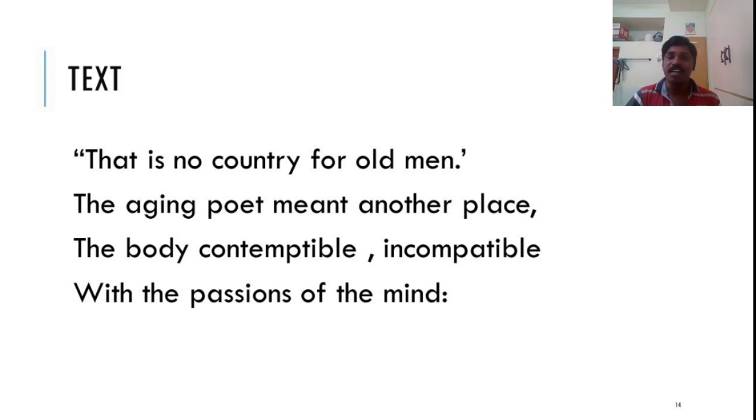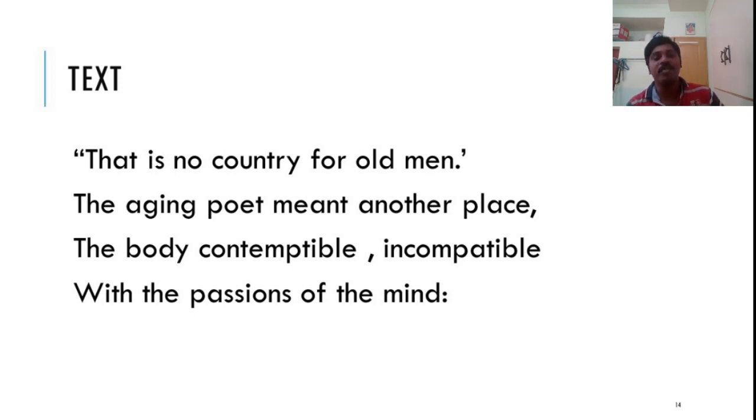The aging poet meant another place, right? So she straight away wants to make an argument saying that the aging poet meant another place. Who's the aging poet? Obviously, W.B. Yeats, right? So she would like to counter argue with W.B. Yeats that maybe W.B. Yeats did not mean this place, his country, but some other place, right? Maybe that older people should not go to Byzantium, right? Maybe they should go to some other place, right? Okay, so that's the way it is, right?